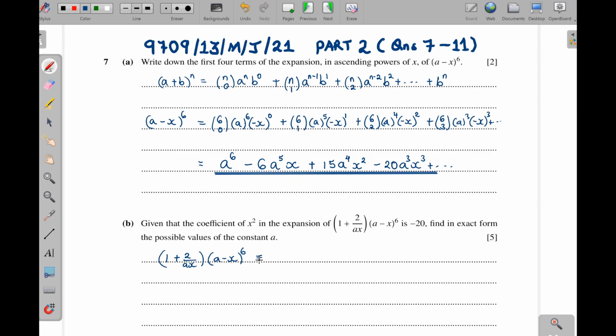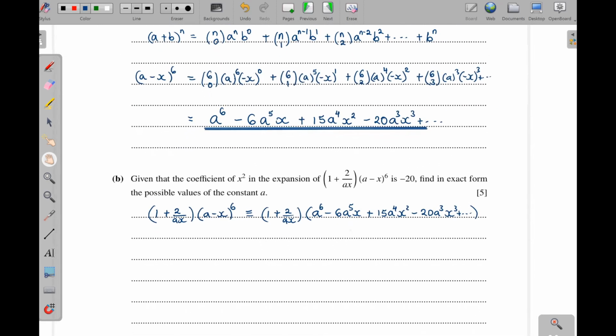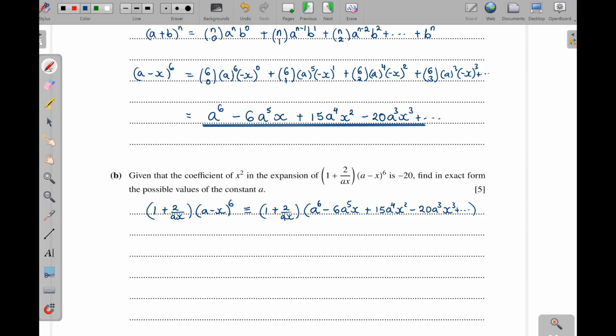So this simply implies that we are going to have 1 plus 2 over ax. I'll just bring whatever I've gotten here and put it here. So we have a power 6 minus 6 a power 5 x, then plus 15 a power 4 x squared, then minus 20 a cubed x cubed. But we are not going to expand this. It is wastage of time. We just need the terms when multiplied.